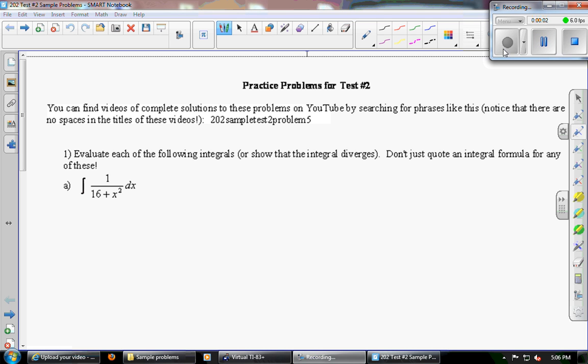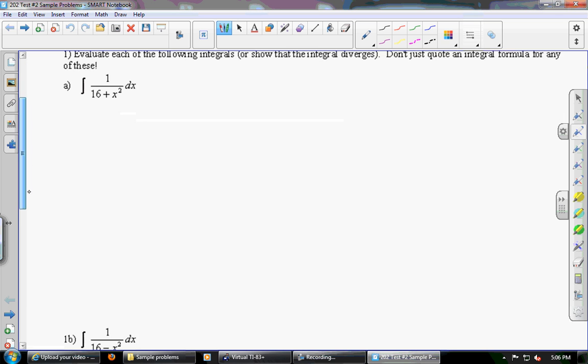This is problem number 1 on the practice problems for test number 2. Evaluate each of the following integrals or show that the integral diverges. Don't just quote an integral formula for any of these. Part A, integral of 1 over 16 plus x squared.